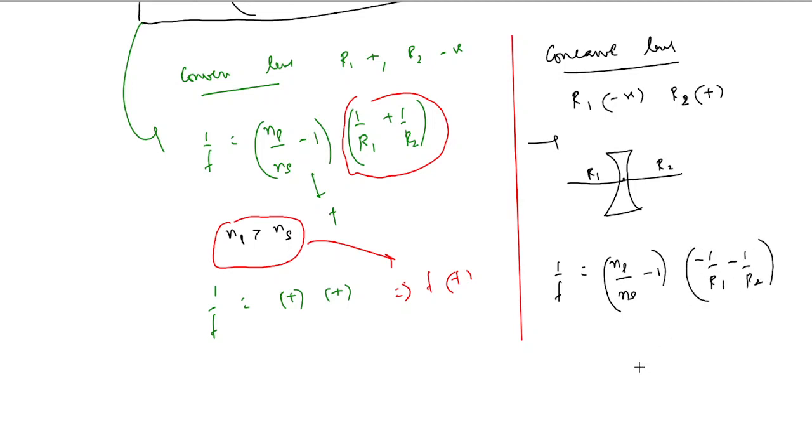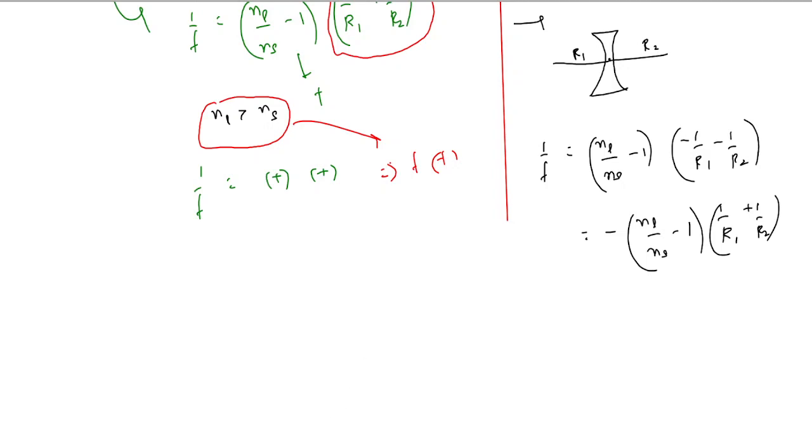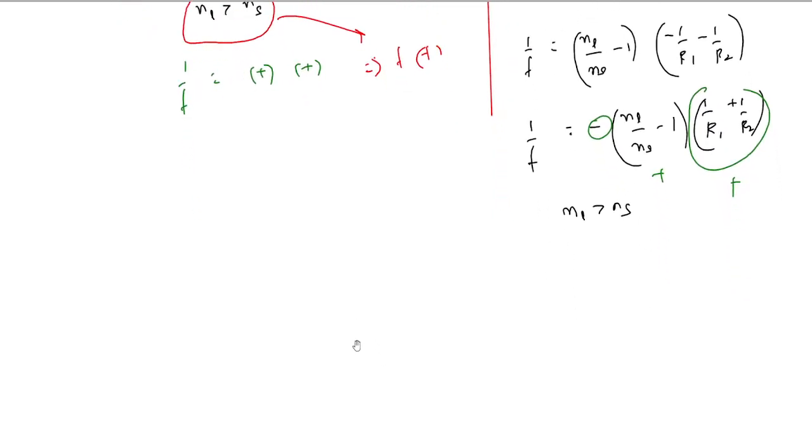From here we take the minus sign common. That becomes minus of NL by NS minus 1, 1 by R1 plus 1 by R2. So here again it's 1 by focal length. As long as N for L is more than N for S, this term is positive, this also is positive, but there's a minus sign outside. So as long as N for lens is more than N for surrounding, the focal length of a concave lens would be negative because of this minus sign. So F is negative.